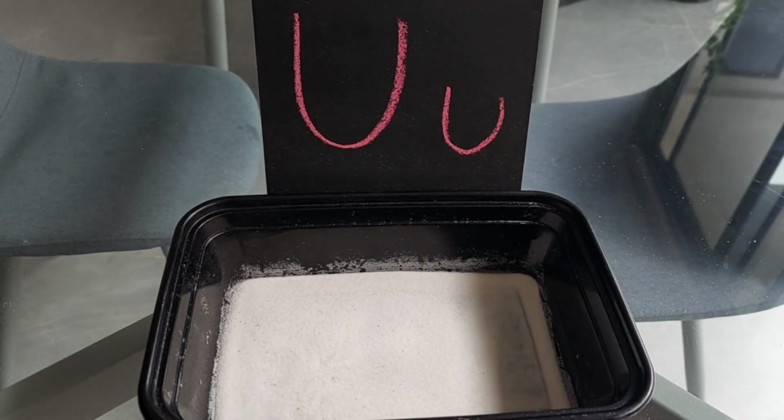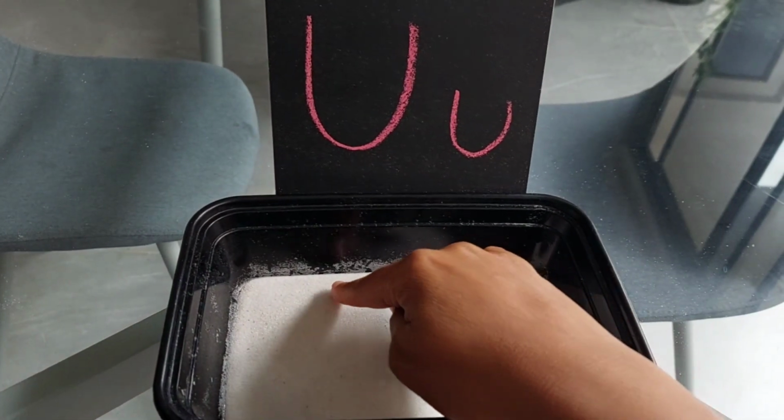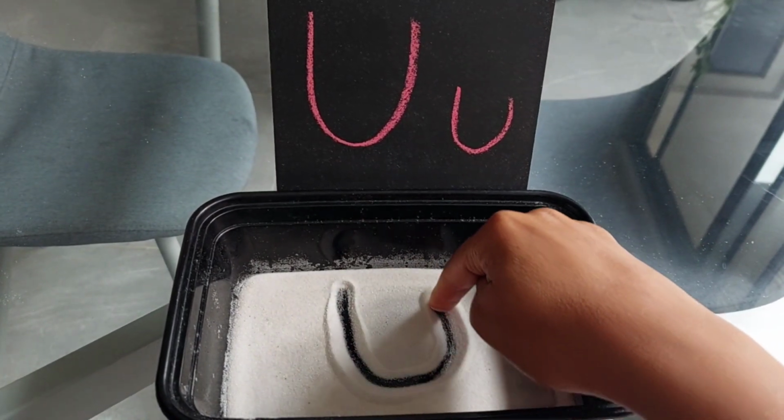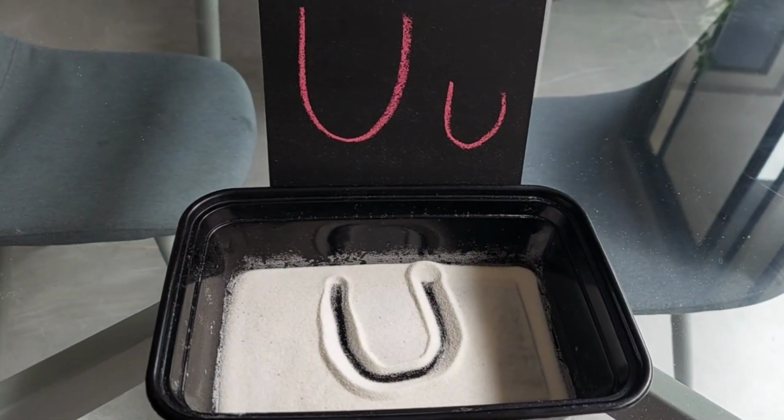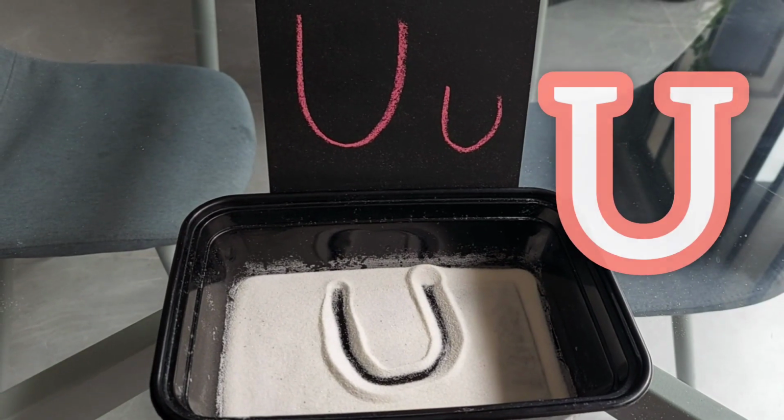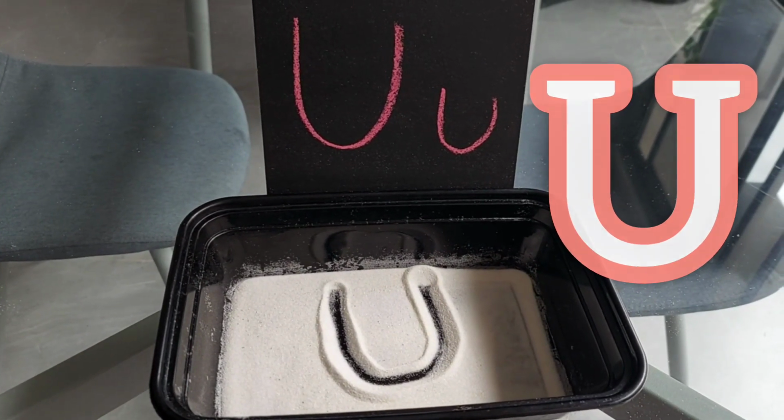To write an uppercase letter U, we're going to start at the top and go around all the way till we get back to the top. Just like that. Awesome, guys. You guys are doing fantastic.